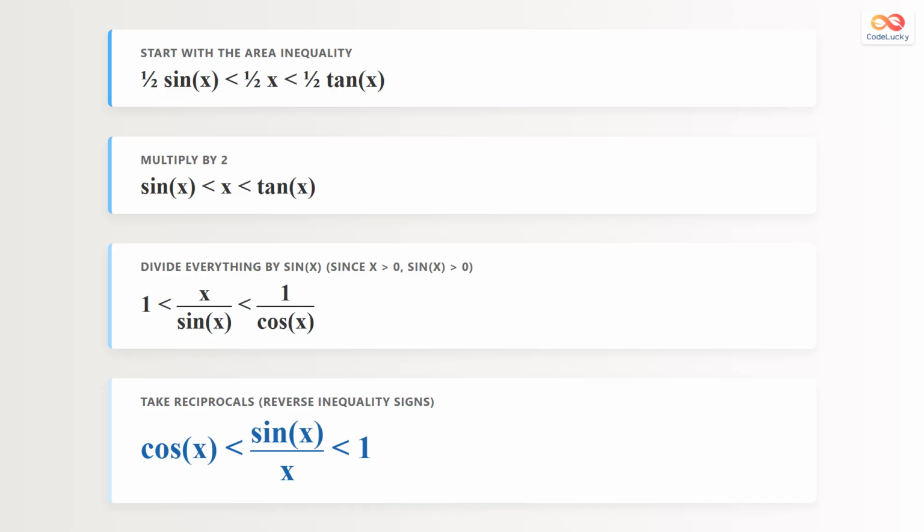Let's turn that geometric insight into algebra. We start with our area inequality. First, we multiply everything by 2 to remove the fractions. Next, we divide all 3 terms by sine x. Since x is small and positive, sine x is positive, so the inequality signs stay the same. This simplifies to 1 is less than x over sine x is less than 1 over cosine x. Finally, we take the reciprocal of everything, which reverses the inequality signs, giving us cosine x is less than sine x over x is less than 1.